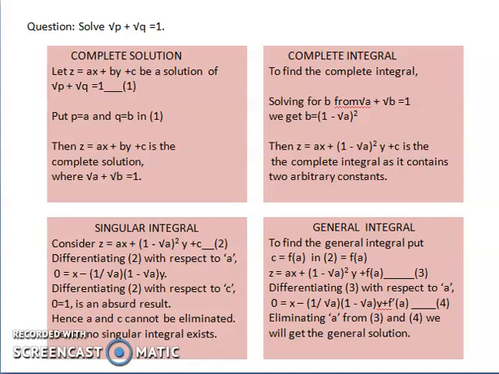We have to differentiate equation 2 with respect to a and c in order to get the singular integral. But when we differentiate with respect to c, we get 0 is equal to 1, which is an absurd result. So the singular integral does not exist.